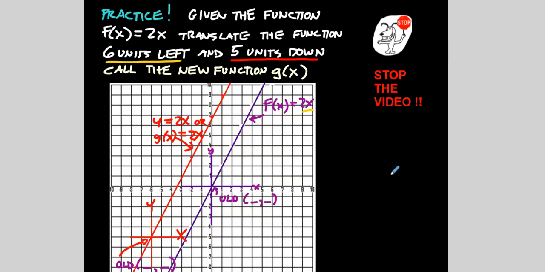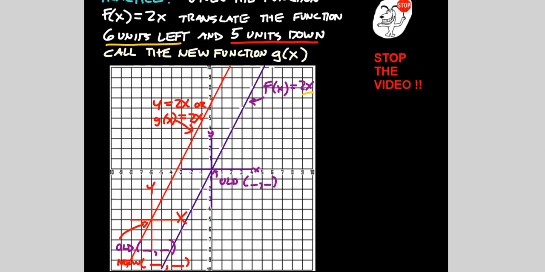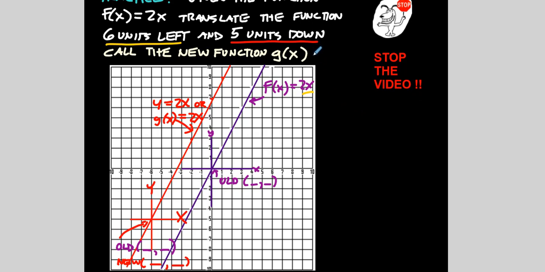Alright, let's do our first practice. Given the function f(x) = 2x, translate the function 6 units left and 5 units down. Call the new function g(x). If you can do this without filling some of this out, that's okay, but I would like you to write g(x) in 3 different ways: 2 ways using the function f, and the other way where you're just using x. Now you can stop the video, and when you're done, see if you agree with what I got.